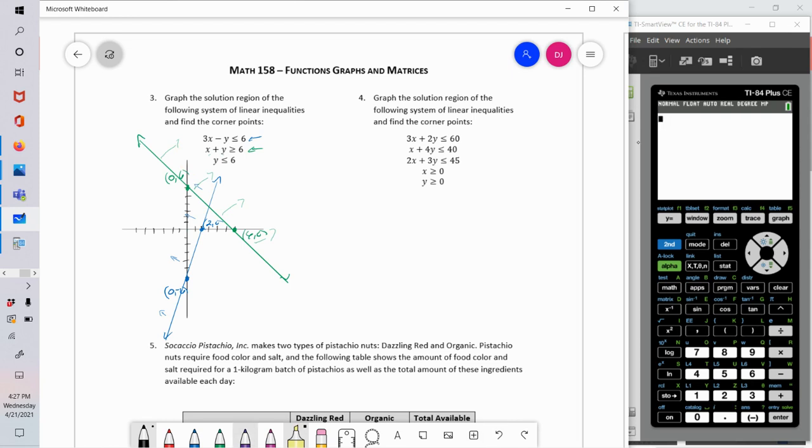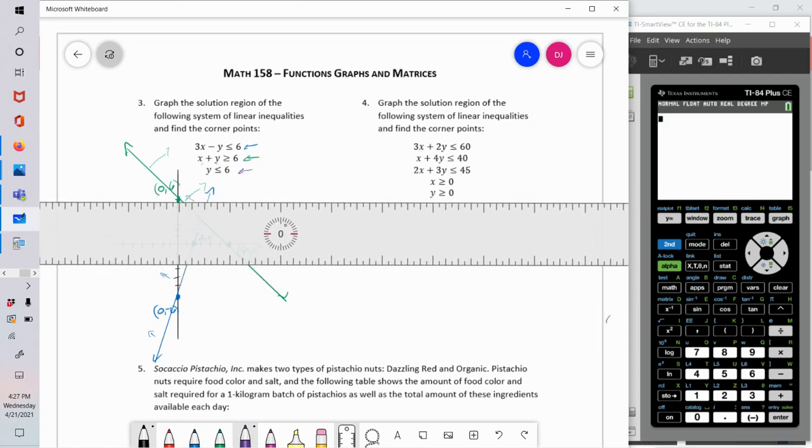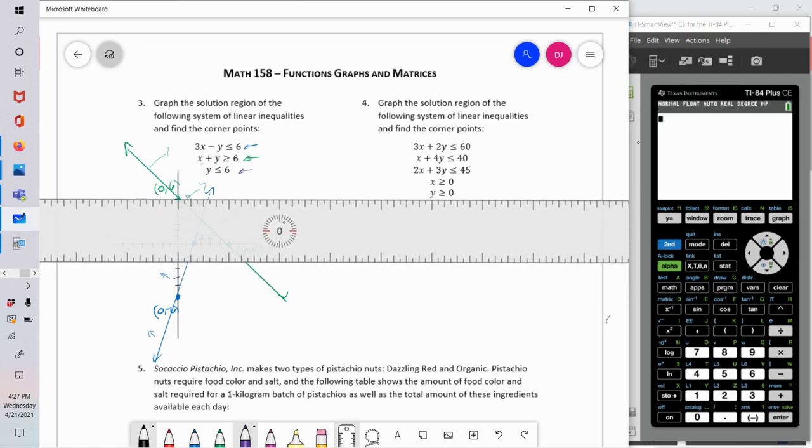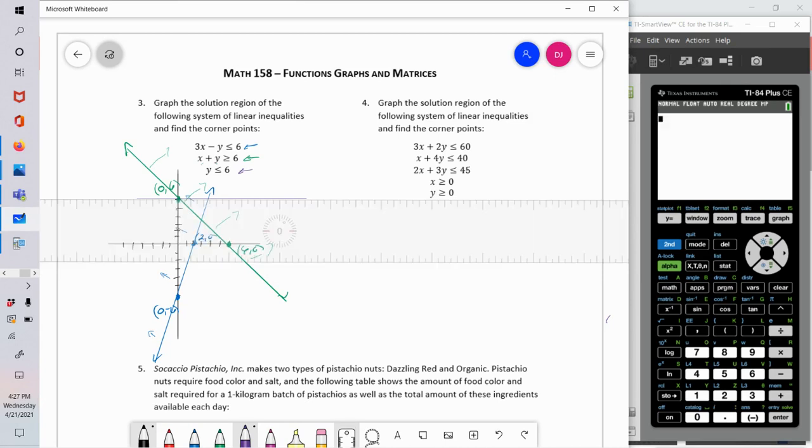y is less than or equal to 6. So we've got the horizontal line, y equals 6, which is going to be this piece right here. And y is less than, so origin would be 0, 0, so 0 is less than 6, so we're going to shade toward the origin. And so notice the only piece that got shaded all 3 times was along this line, along here, and inside that tiny little triangle right here. Okay, hoping this makes some sense.